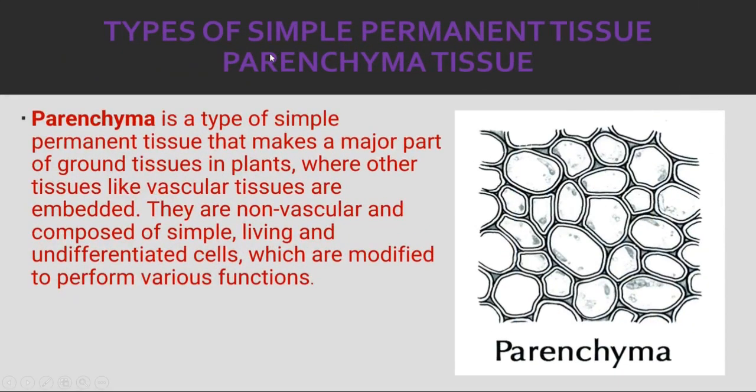So these are the types of simple permanent tissue. The first type is parenchyma tissue.